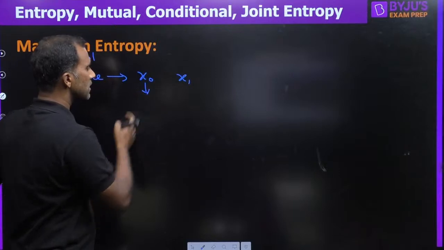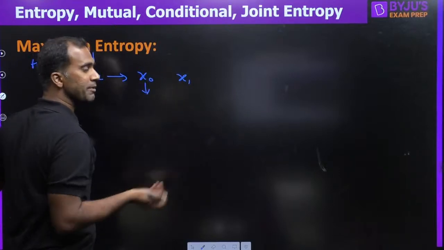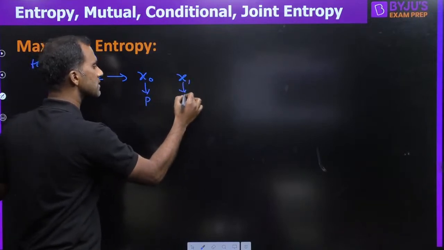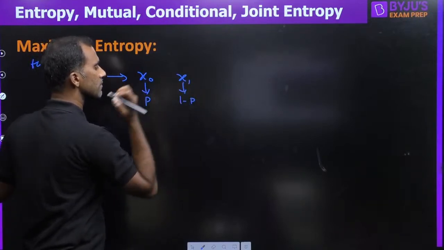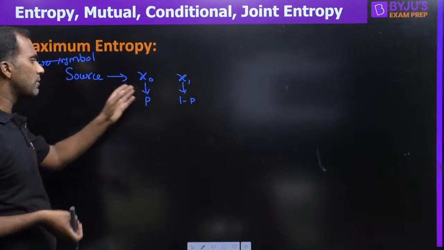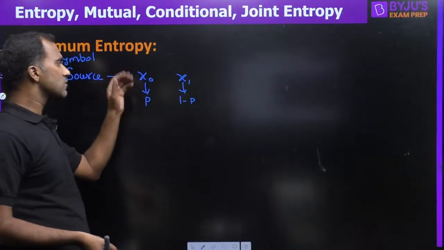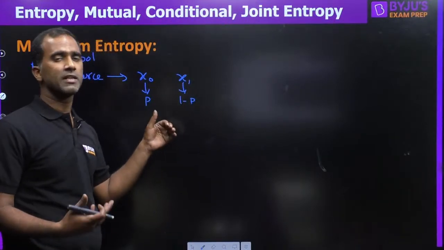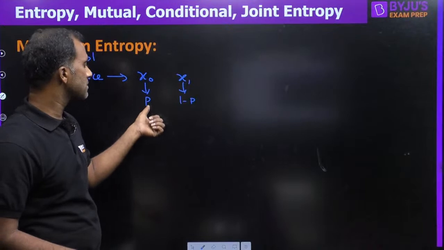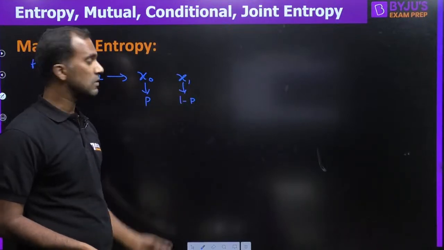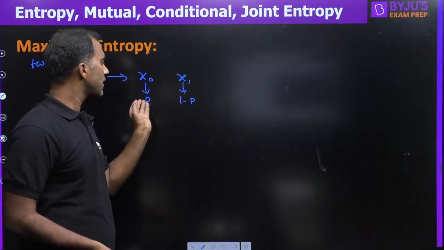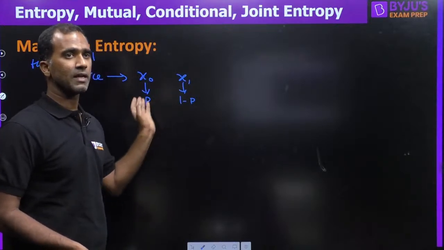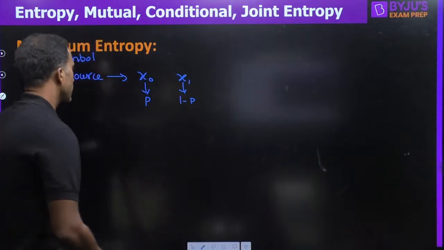If there are two symbols, if you add the probabilities of these two symbols, the result should be 1. So let me assume the probability of the first symbol is p and the probability of the next symbol is 1 minus p. Just for convenience, I am assuming the probabilities as p and 1 minus p. If you want, you can write p of x0 and p of x1 also. Because the summation should be 1, there is no need of assuming p and q. If I assume one as p, the other should definitely be 1 minus p.